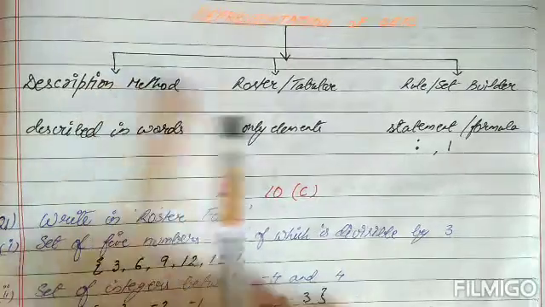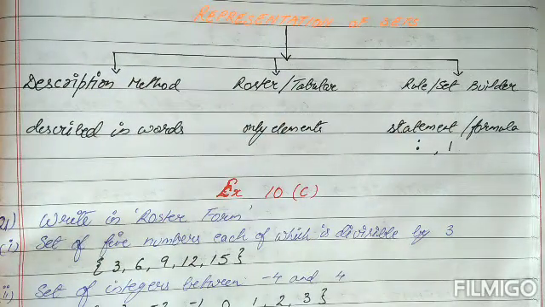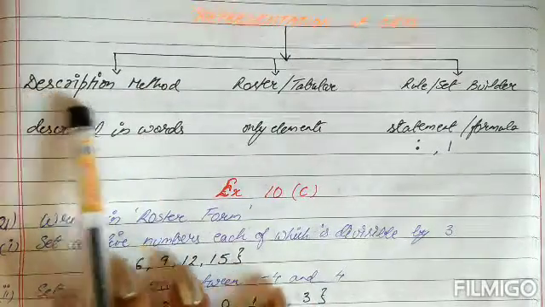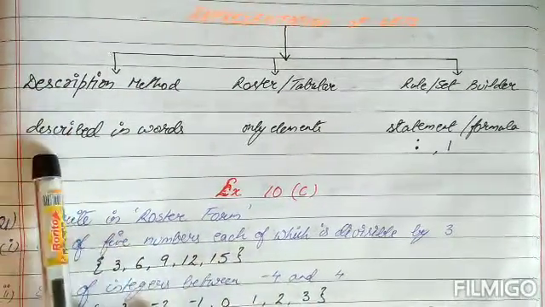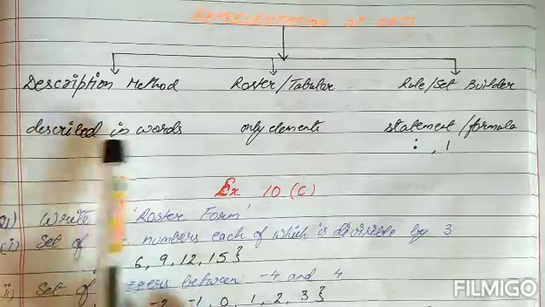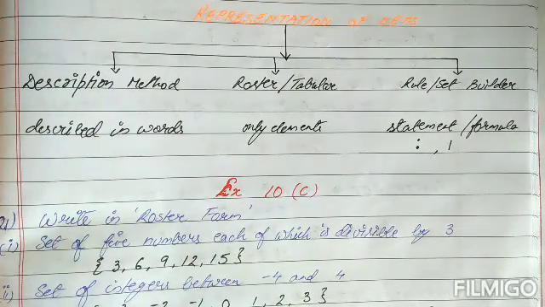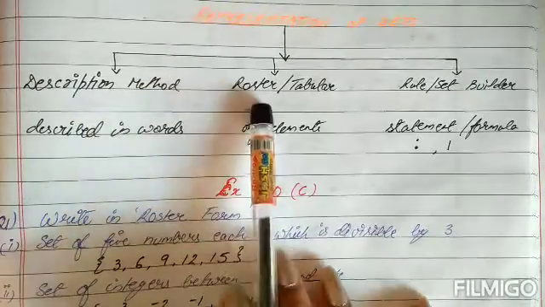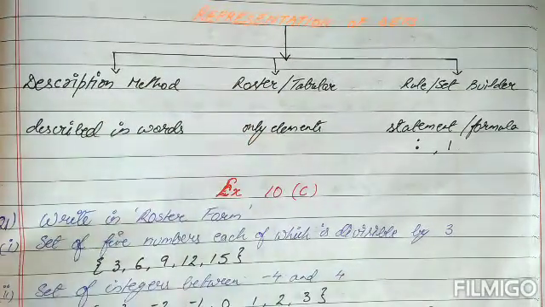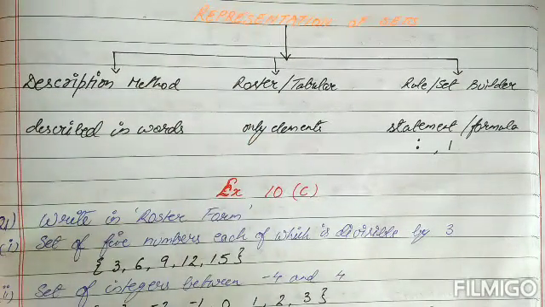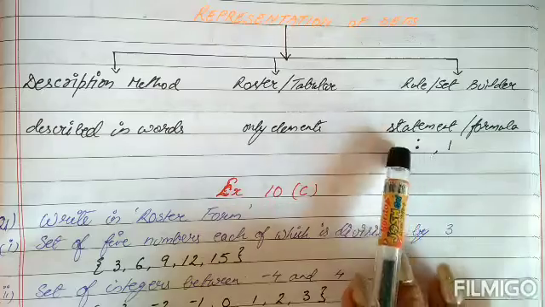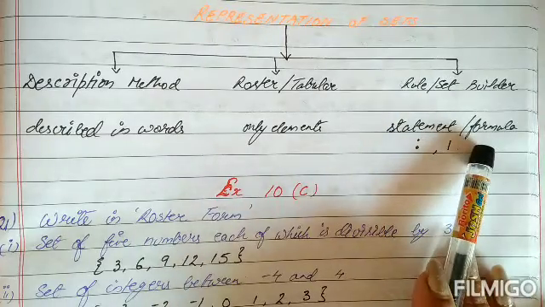Now, it is necessary to understand what is the difference between these three. So, let's see the difference that is there between these three. The description method, children, the name only suggests that we will describe something in words. Now, when we are describing something in words, that is known as a description method. When only the elements of the set are written, separated with the help of commas, that is known as the roster method. And the rule method or the set builder method is where statements or formulas are used.